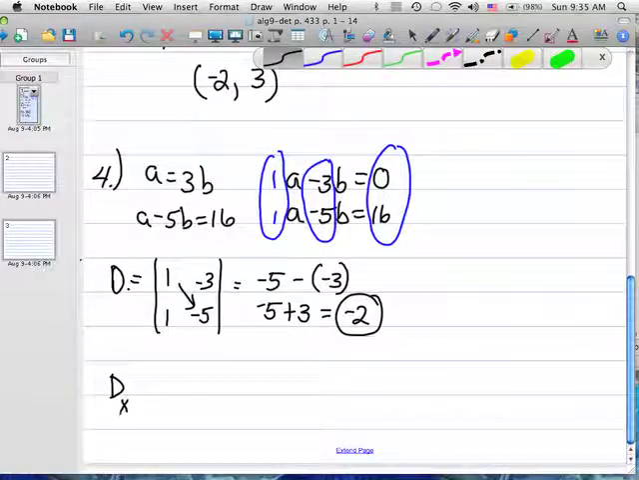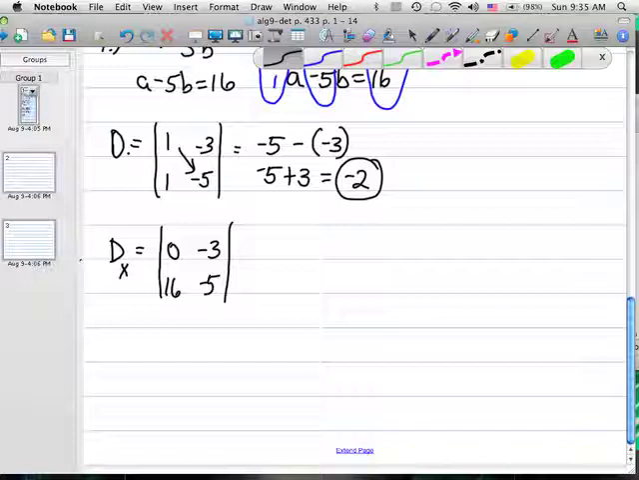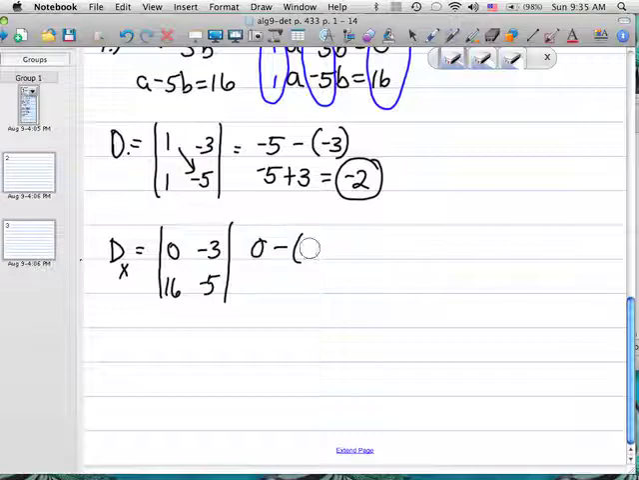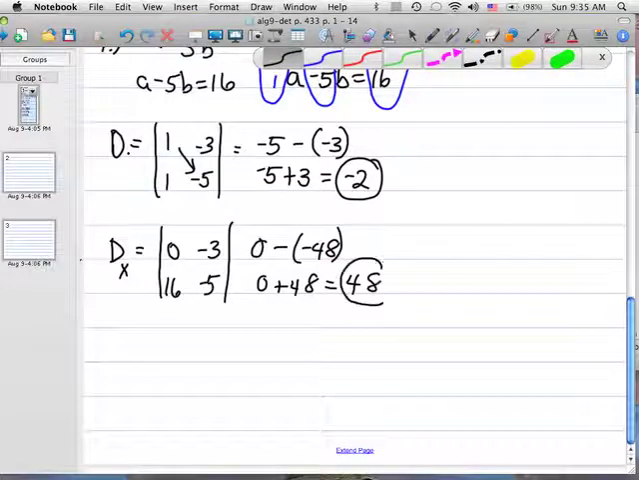Now let's find the determinant for the x value. Since I'm looking for x, I don't put 1, 1 down. I put the constants, 0, 16, and then I leave the y column alone. So 0 times negative 5 is 0, minus a negative 3 times 16 is negative 48. So that's 0 plus 48, which is 48. So that's my value for the D matrix, X matrix.